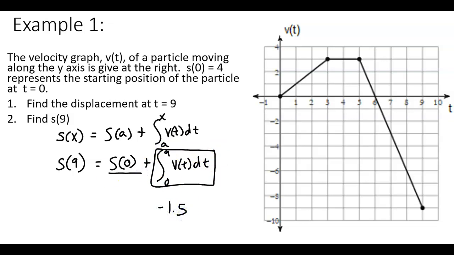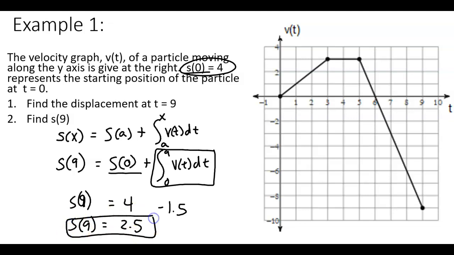What is S of 0? My starting place was 4. Now we already know that my object is supposed to be 1.5 units below the starting point, so what is that? Well, that would be 2.5. And there you go.